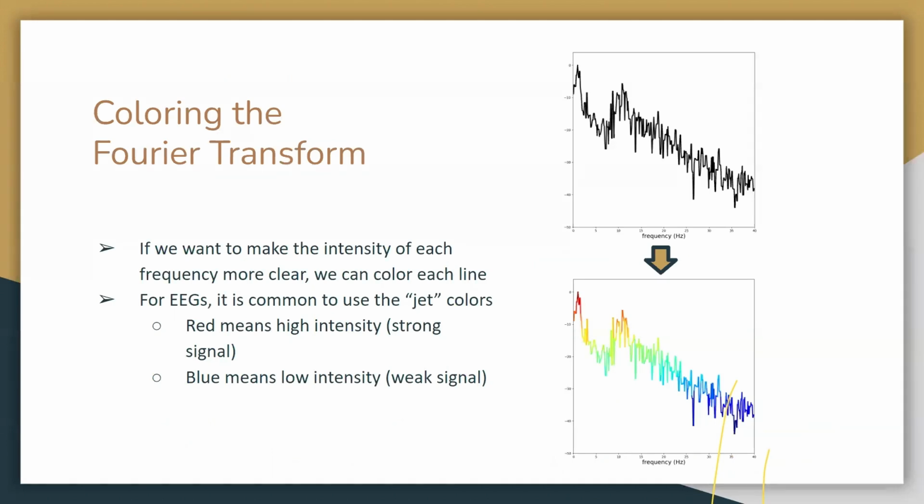The colors are probably a little hard to see in the yellow, but I just took the height of every single value and I colored it based on a set of colors that we call jet colors. Computer scientists like to name all their color sets. And jet has blue being really small values and red being really high values. And this is the same color scheme that most EEG monitors use in the OR.